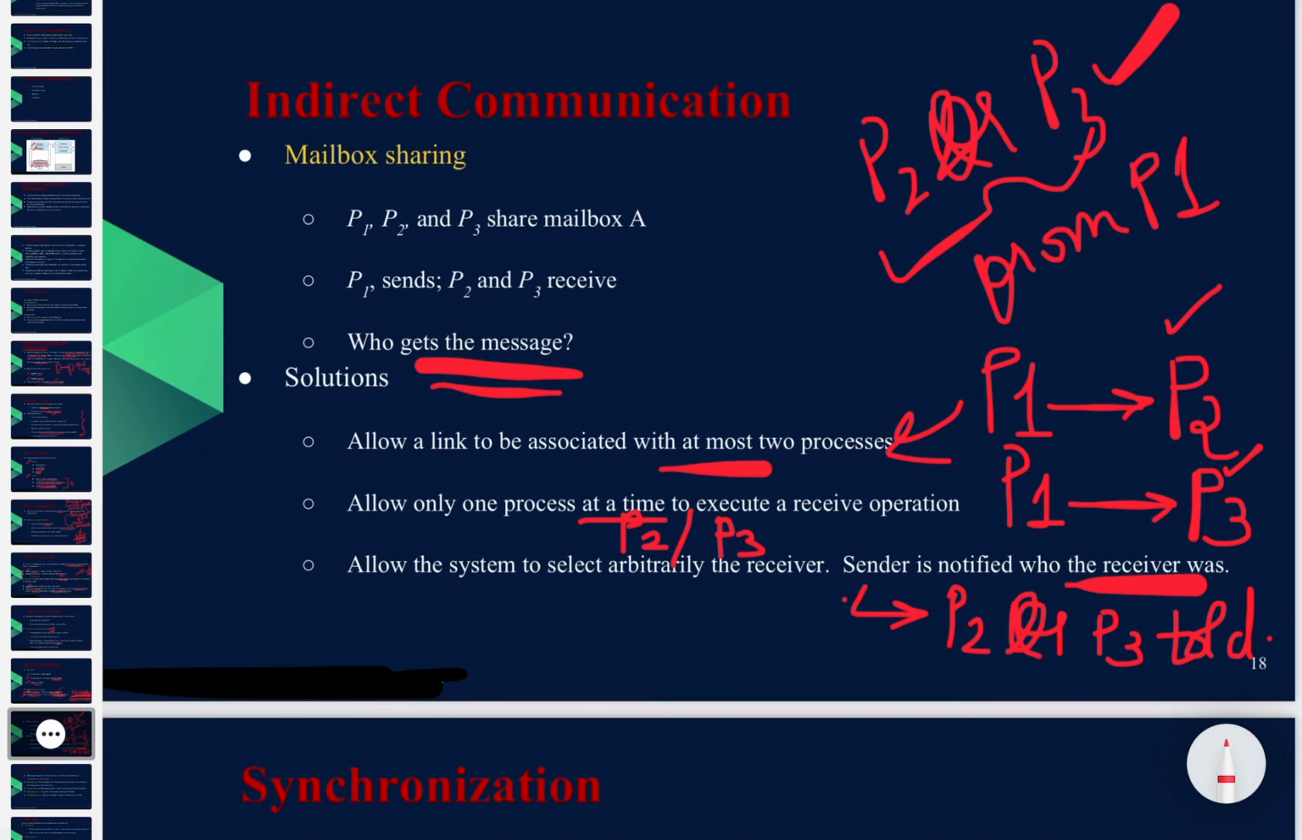Allow the system to select the receiver arbitrarily. So allow the system to select whether it wants to select P2 or P3. Give that liberty to the system, and you just notify the sender as to who has received the message, P2 or P3, whomever the system has selected. Just notify the sender about which process has been selected by the system.